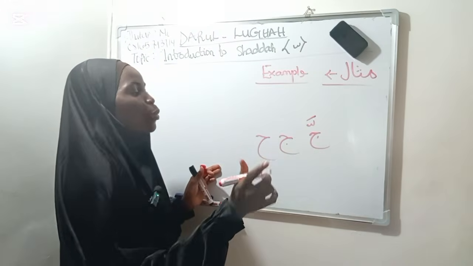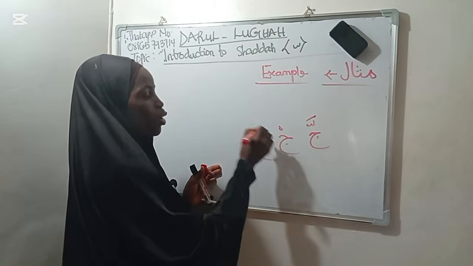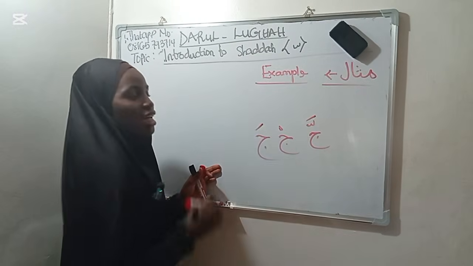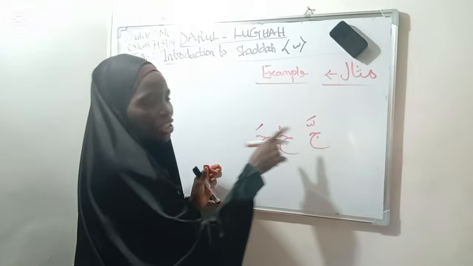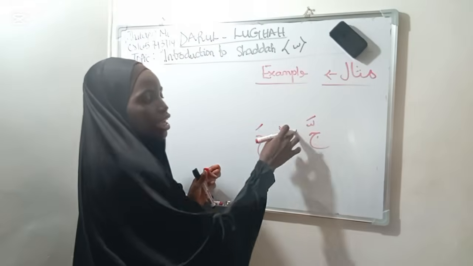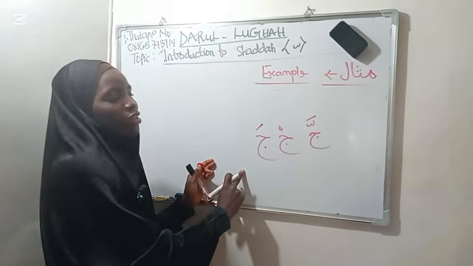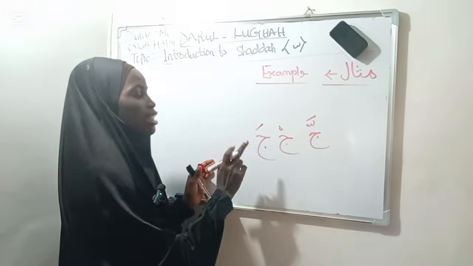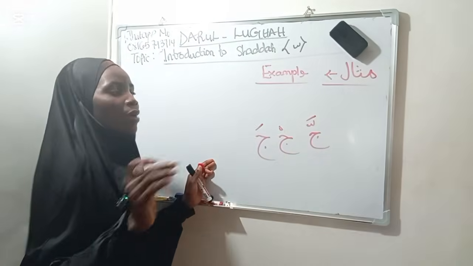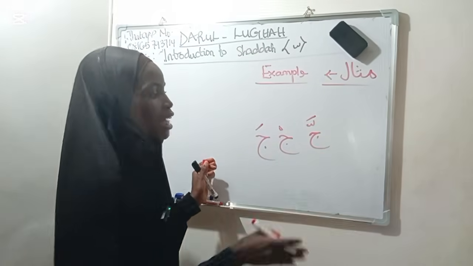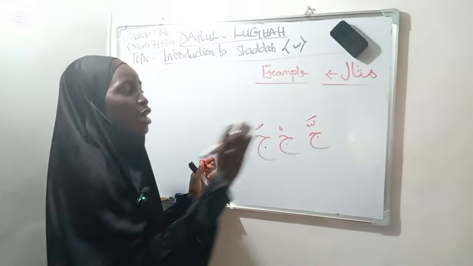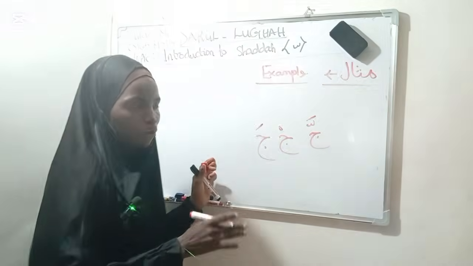So the first one will be given sukun, while the second jim will be given any haroka that the letter itself initially attracts. If it is fatha that is there, the second letter will be attracting fatha. If it is kasra, the second letter will be attracting kasra, and if it is damma, the second letter will be attracting damma. So it depends on the haroka that is on the letter itself.